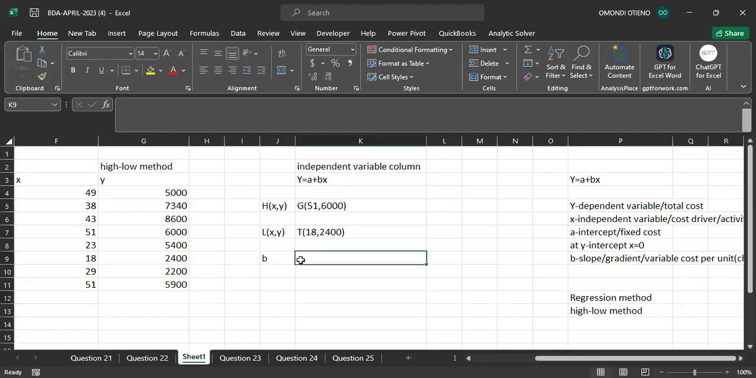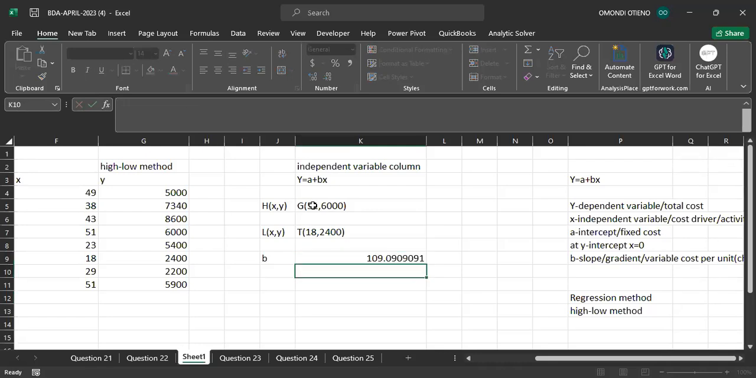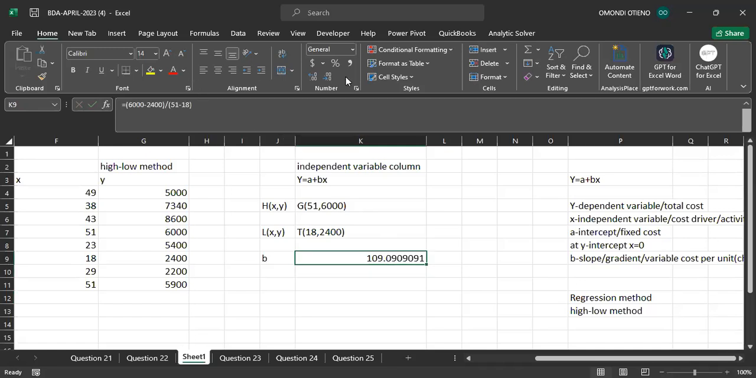So how do we get the slope of the curve? Equal to, close the bracket, change in y. The first value of y is 6,000 minus 2,400, that you divide by 51 minus 18. Then you close your bracket. If that is done, we are getting this as the value of B. It should be to 4 decimal places at least. Good. So this B is the slope of the curve, the gradient of the curve.